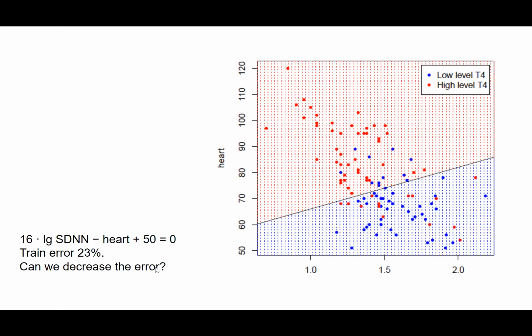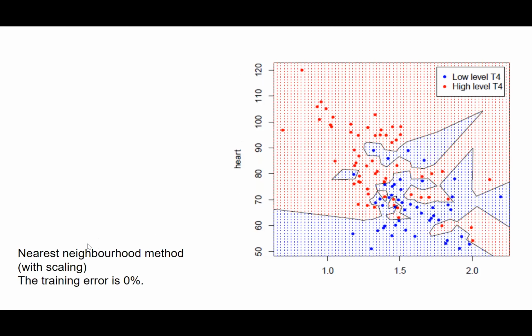And can we decrease the error? I think it's clear that if we use only some simple decision rules, like this straight line, we cannot decrease the error substantially. It's about 23%. But we can use other interesting decision rules, like this one.